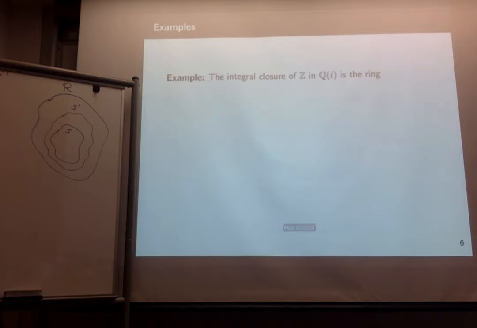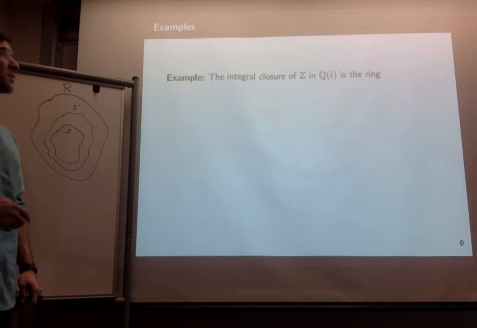All right. And so some explicit examples. The integral closure of Z in Q adjoin the square root of negative 1 is the ring. Any guesses?